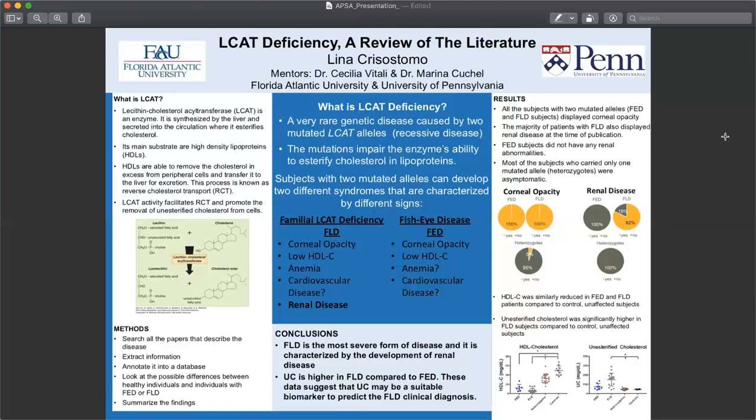So in conclusion, FLD is the most severe form of disease, and it is characterized by the development of renal disease. UC is higher in FLD compared to FED. These data suggest that UC may be a suitable biomarker to predict the FLD clinical diagnosis.